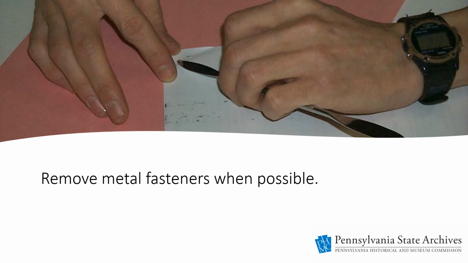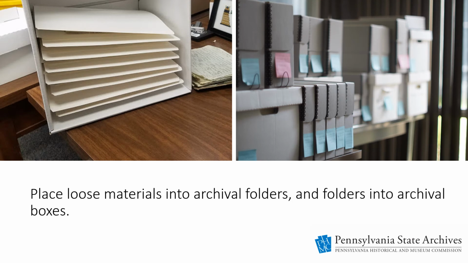Once unfastened, loose items can be grouped in folders and can be separated with sheets of acid-free paper. Place loose materials into archival folders and then place those folders into archival boxes. Avoid overfilling your folders and boxes as it causes additional wear to those materials as well as to your documents. Some of the most common sizes are shown here, including the 1 cubic foot carton, as well as various sizes of document cases and boxes.